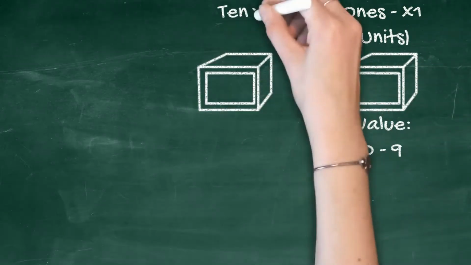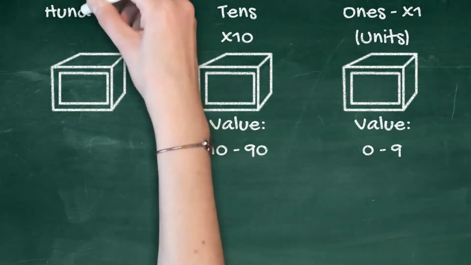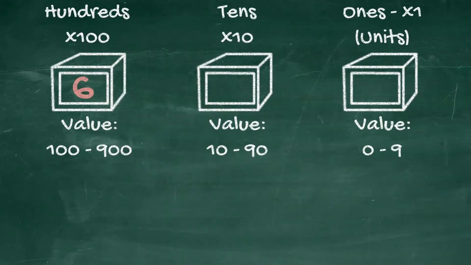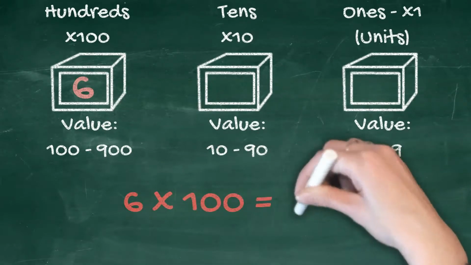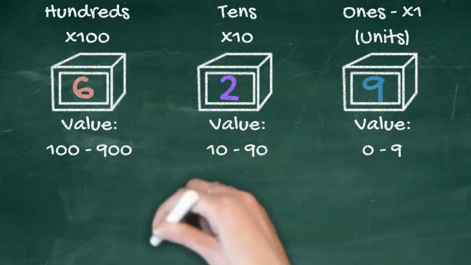Now let's add a third box. Again, this new box is going to the far left. This one is the hundreds box. The digit in this box will represent a value from 100 to 900. We'll put a 6 in this box, which means we're looking at a value of 600s, or 600. In the tens box, I'll put a 2, and in the ones box, how about a 9?